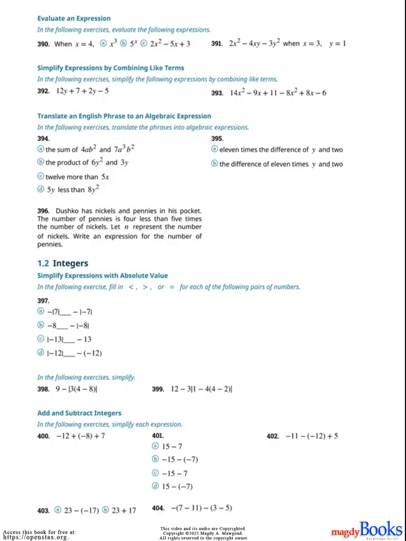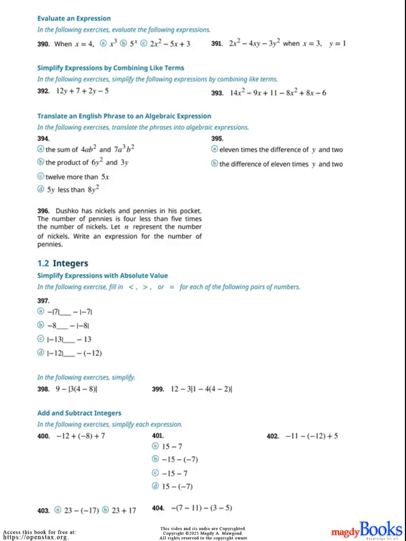395. A. 11 times the difference of y and 2. B. The difference of 11 times y and 2. 396. Dushko has nickels and pennies in his pocket. The number of pennies is 4 less than 5 times the number of nickels. Let n represent the number of nickels. Write an expression for the number of pennies.